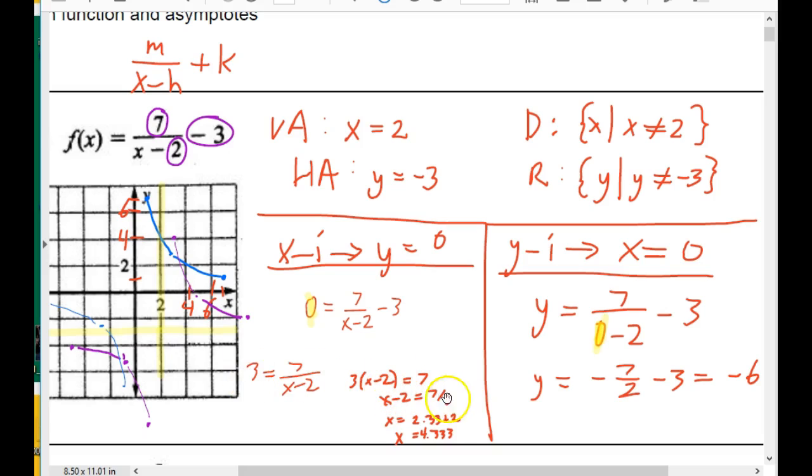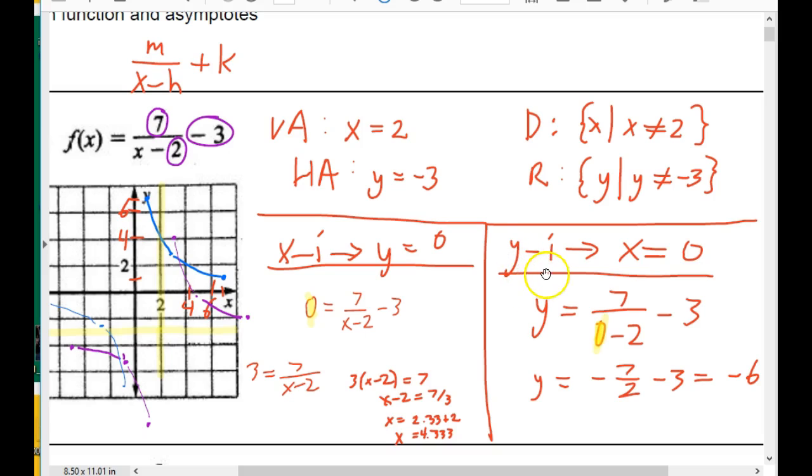Then I'm going to divide both sides by 3, and you can do this on your calculator if you want to. 7 divided by 3 turns out to be 2.333 repeating. And then I'm going to add 2 to both sides. And then I get x equals 2.333 plus 2, which happens to be 4.333. So our x-intercept is 4.333.